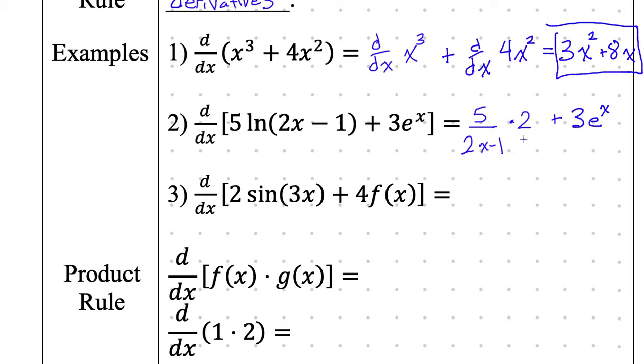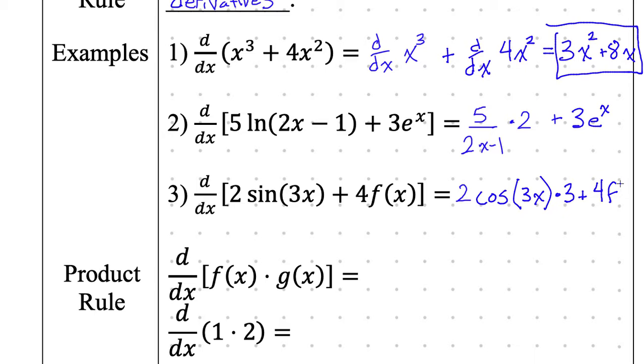All right, Gio, number 3. 2 over... What's the derivative of sine? Is it positive or negative cosine, Gio? S stands for same, so if it was positive, leave it positive. There's 2 cosine of 3x, times, don't forget your 3, good, and then keep going.